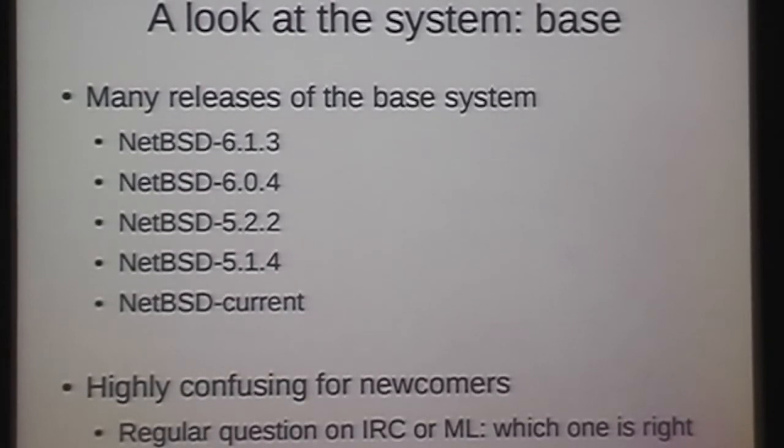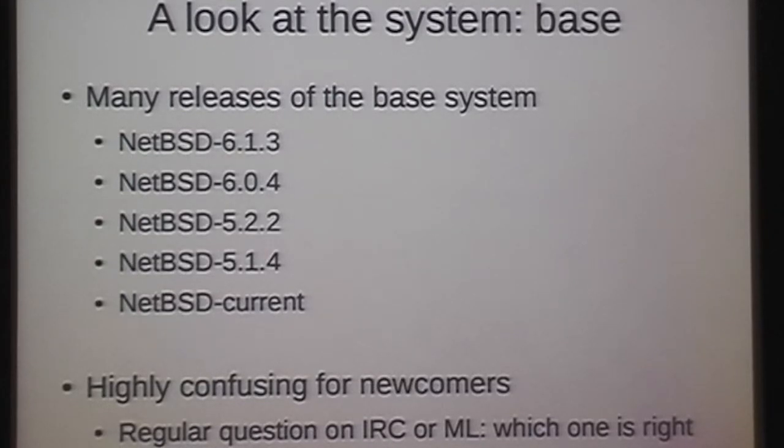When you're a new user, a newcomer, and you want to try the NetBSD operating system, one question that comes extremely frequently on the mailing list or on the IRC channels is, which one should I choose? All those releases are stable releases. They are all supported and updated. But should I go with 5? Should I go with 6? 6.0? 6.1? What should I do?